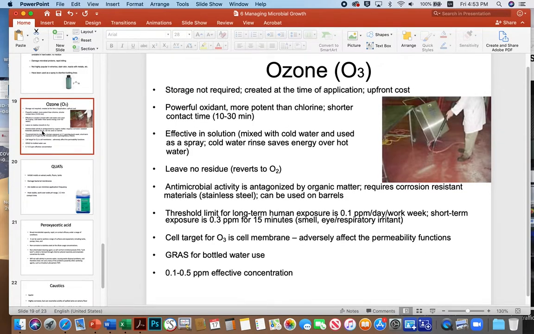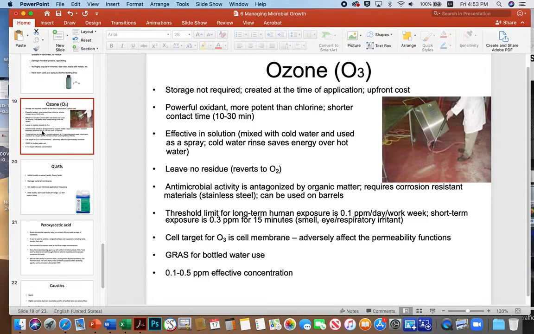Ozone's a big one, though. I'm positive that one's used quite frequently, and so one of the good things about it is that storage isn't required. You have basically a device that makes the ozone at the time you need it. But the problem is there's a big upfront cost. I think those machines cost $10,000, $11,000, $12,000 or something, but it seems to be worth it.